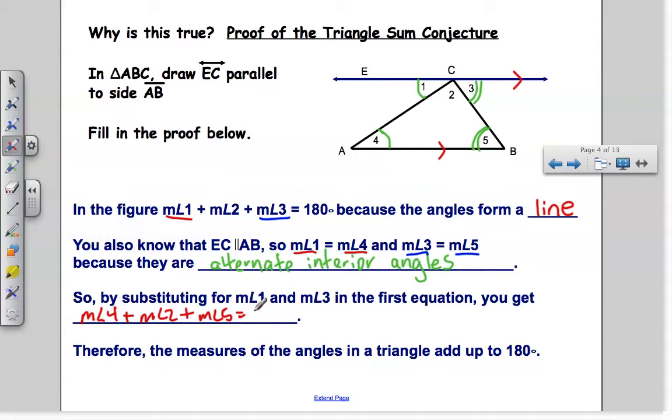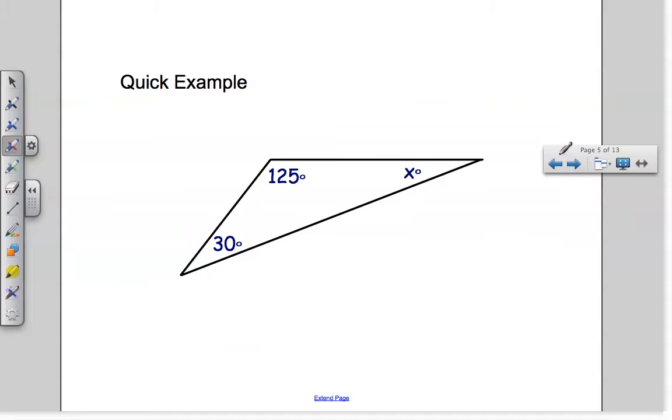Remember, these added up to 180 here. Now I know that angles 2, 4, and 5 add to 180 degrees. 2, 4, and 5 are the angles in a triangle. And yes, they do add up to 180. So that's a quick proof of the fact that the angles in a triangle add up to 180 degrees.